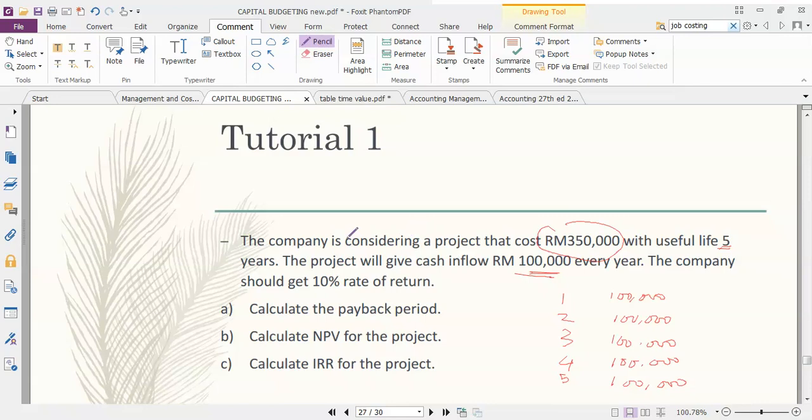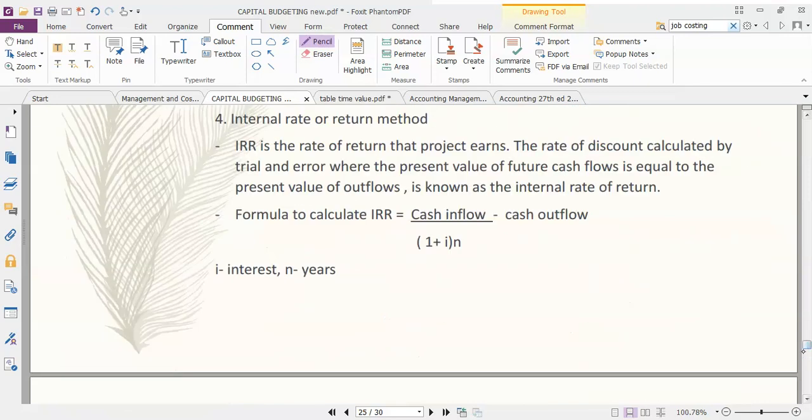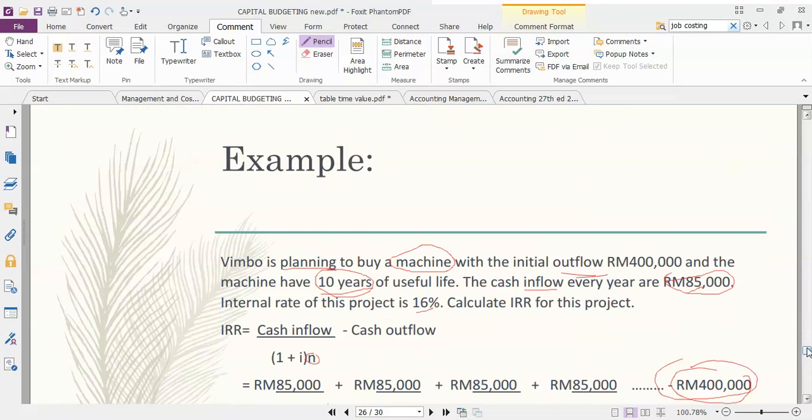Hello, I'm back. Okay, what is your answer for A? Payback period. How much? Joshua, how much is your answer? Why? Payback period. Okay, you tengok dekat atas tadi. Macam mana grafik payback period kalau ada constant ataupun consistent punya inflow? Tengok balik slide.